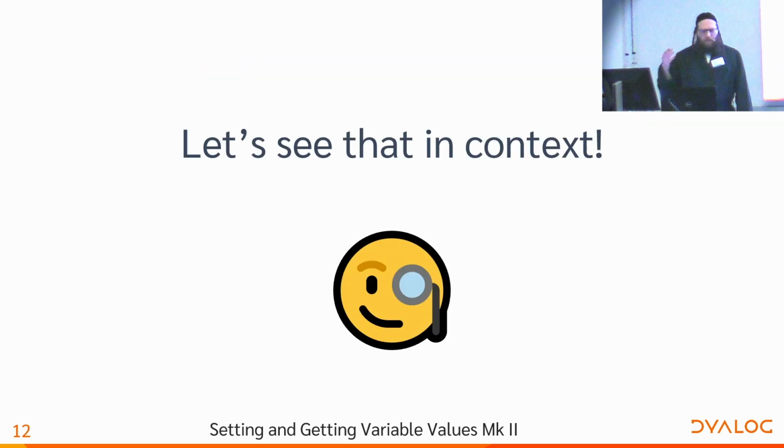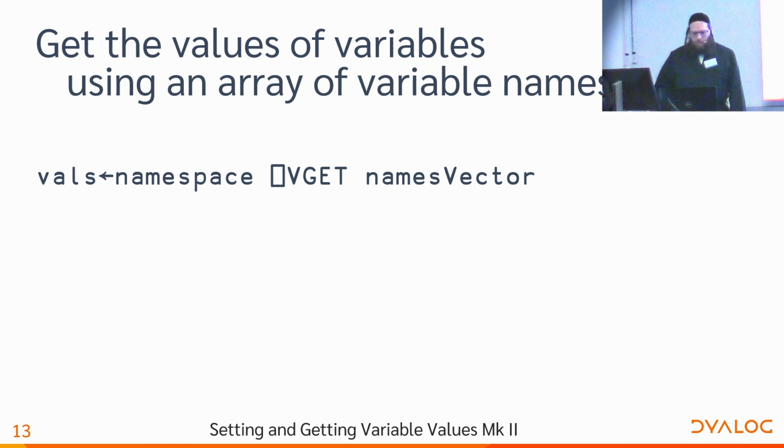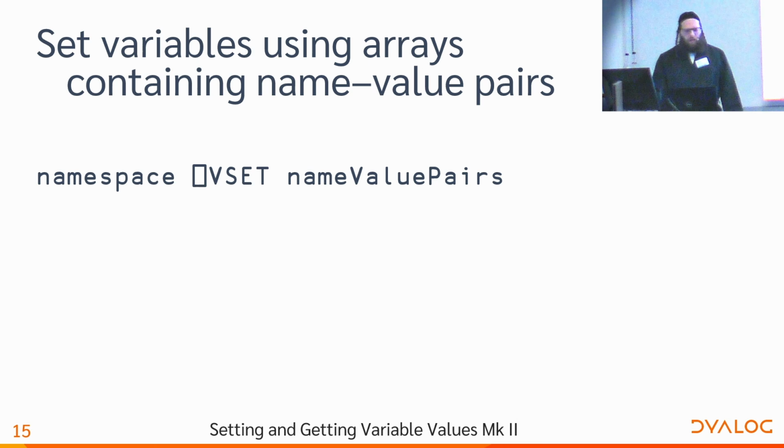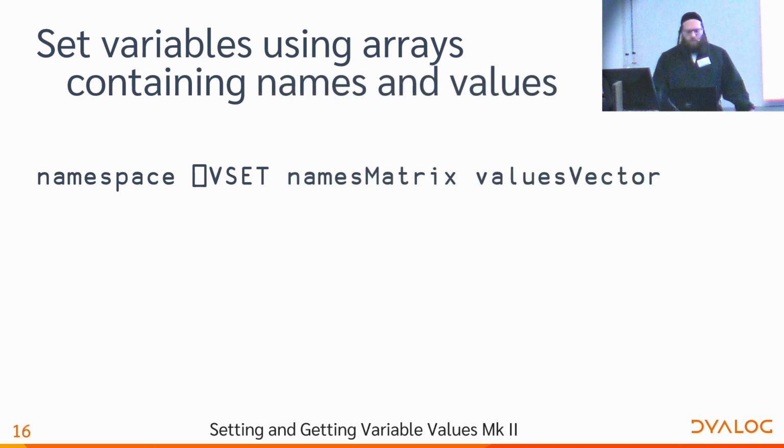And now, that list of things that we wanted to do. So, the plain functionality, we want to just get some values from some names. We can use a vector, we can use a matrix of names, anything works. Same thing the other way, we can set them. We can use name-value pairs. We can use pairs of names and values.